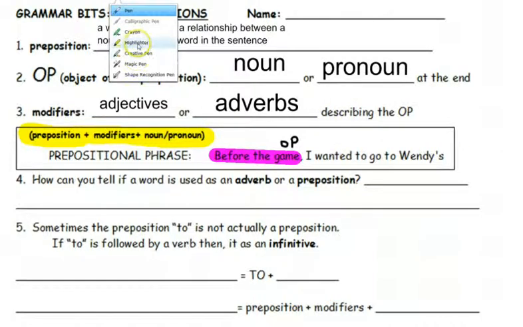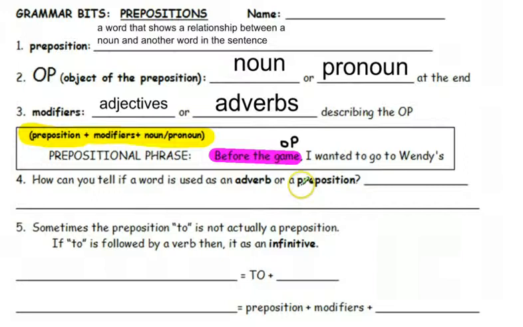We also looked to see that there was another prepositional phrase in here, and we see two times that to is used. That brought us to a new formula. Sometimes the word to is not actually a preposition. It's only a preposition if it's followed by modifiers and a noun. But if it's followed by a verb, then it's an infinitive. So we have another formula to add to our mix: infinitive equals to plus a verb.